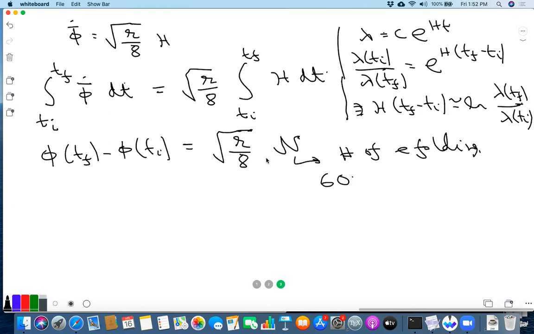So this gives a relation in terms of r, how much phi would have traveled, how much phi would have changed during the last 60 folding, which you know must exist for the inflation to solve the problems that you want to solve. So if we now impose this condition that N is larger than 60, this implies that delta phi is larger than square root of r over 8 times N.